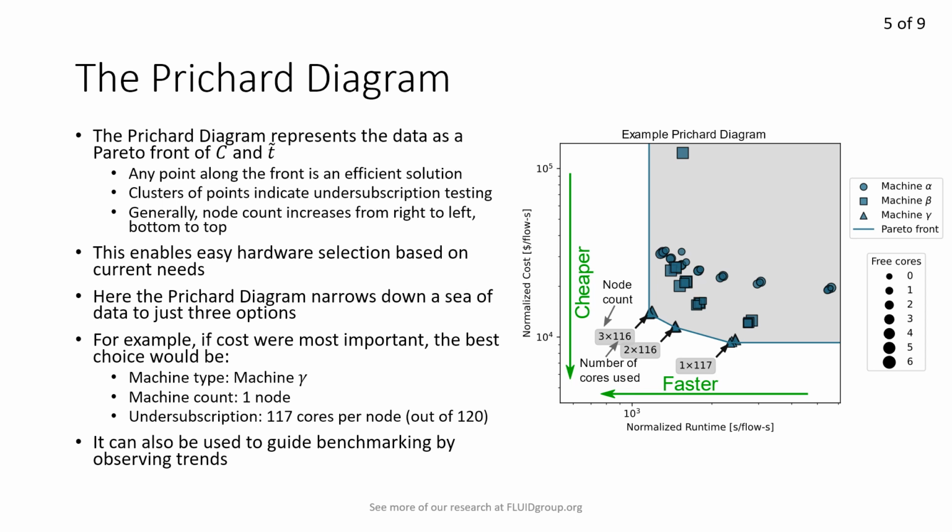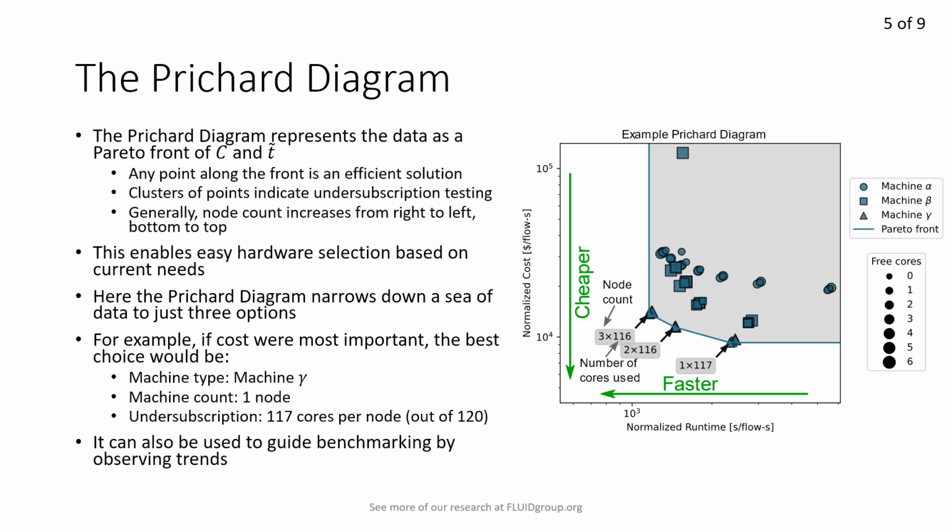You can see here where there are clusters of points close together, and you might be wondering what that is. That's just from the undersubscription testing. So it moves the needle significantly on this log-log plot, but not as much as, for example, doubling the amount of cores you're using. Generally, what's happening here is node count is increasing from right to left, which makes sense, right? More nodes is generally going to be faster. And generally, node count is also increasing from bottom to top, because you'd also expect that more nodes generally is going to be more expensive.